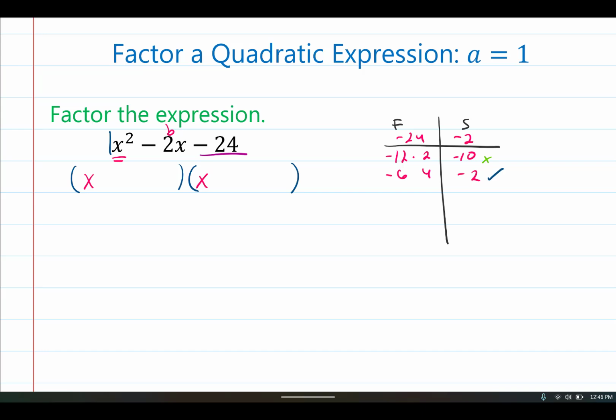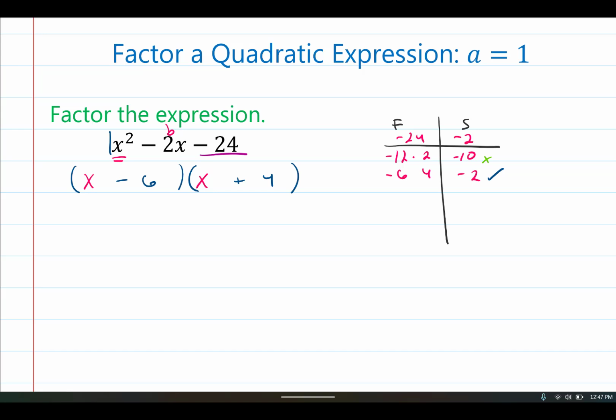Now this may take a minute or a little longer than what it took me, but as you work through this, continue to pick factors of your c, your constant value, and try to find the one that gives you the sum of your b value. So then we just put our second pair of terms as negative 6 and positive 4. And order really doesn't matter in this case because the first terms are both x and x.